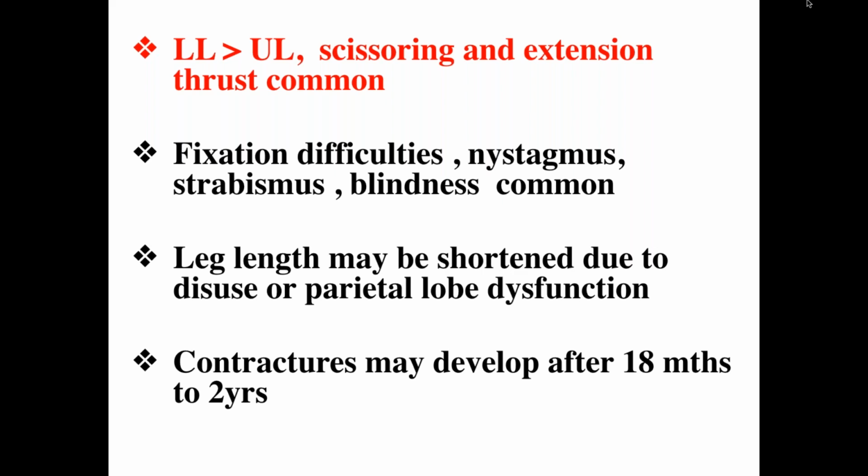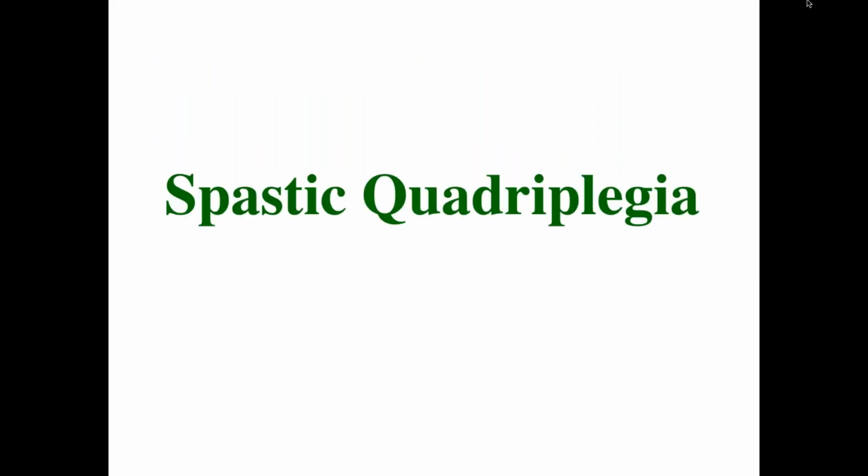You should also remember that because it is primarily involving the white matter, the gray matter area is relatively spared, so these children's cognition is relatively preserved. These children will later on go on to develop contractures after 18 months to 2 years of age, depending on the severity of involvement of the lower limbs. Now we come to spastic quadriplegic CP.